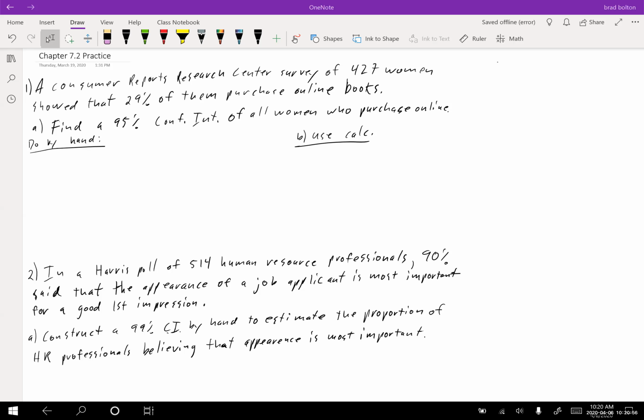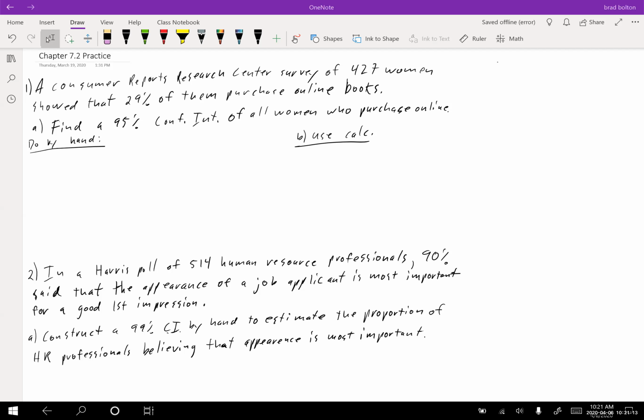Hey guys, we're gonna do a little bit of 7.2 follow-up. And again, remember in your book, this might be 7.1. But I wanted to do a couple practice problems that I found in your book or on the internet. I can't remember which. Sorry about that.